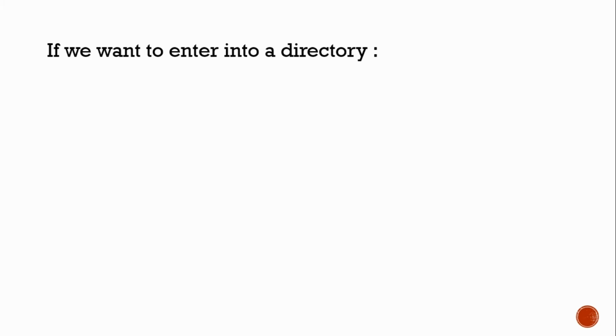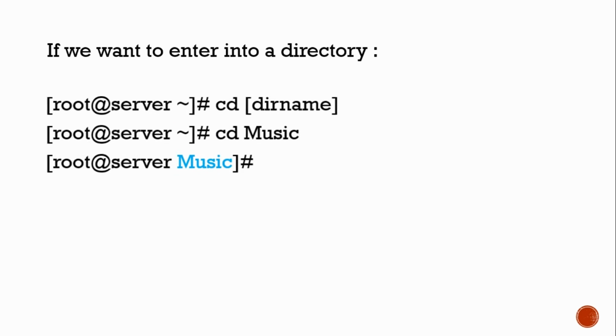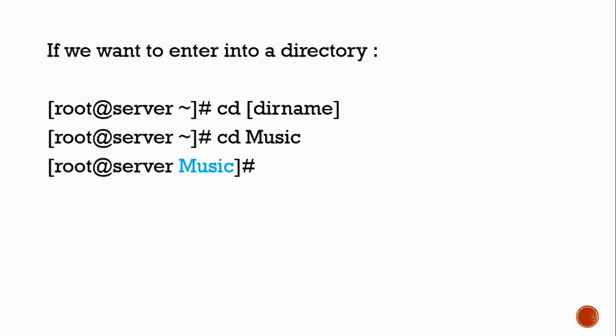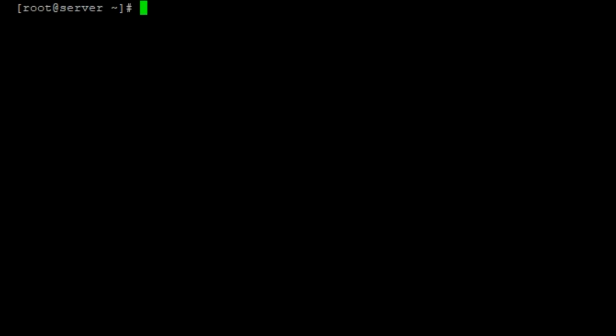Here you can see. And now if we want to enter into a directory, then we have to use cd and the directory name. For example, we are entering into the music directory and we write cd music, and you can see that we are currently in the music directory. We are using the cd command to change the directory, and now you can see that it is under the music directory.